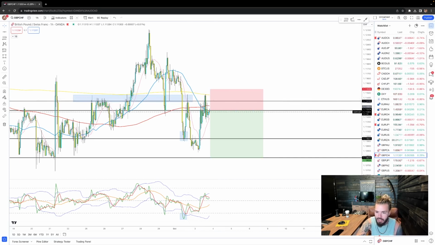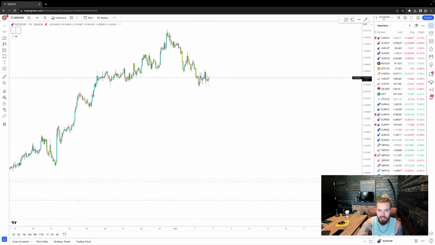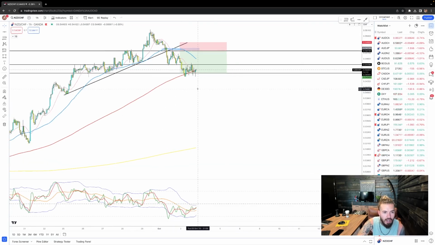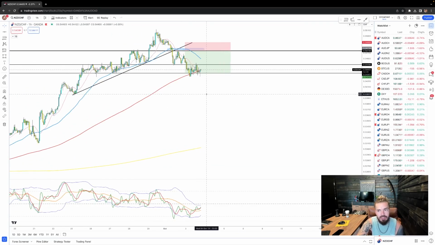Simple trade, guys. It's one of my favorites. I love this trade. I'm going to use it a lot. I do want to show you guys this one. This is another one of those trades that I really like as well.